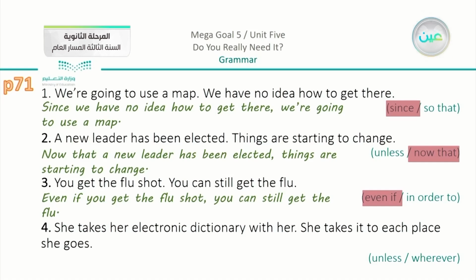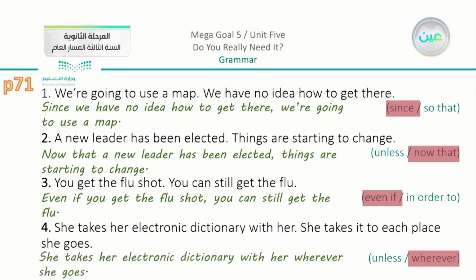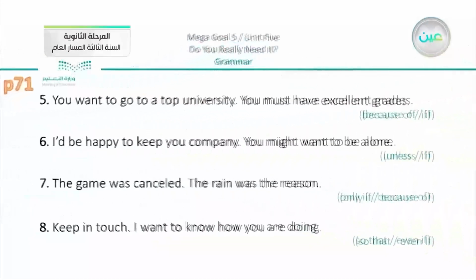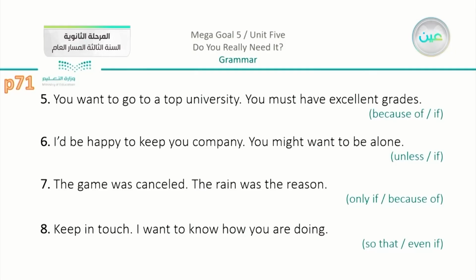Now number 4, she takes her electronic dictionary with her. She takes it to each place she goes. Now showing that there is something about a place mentioned, I'm going to choose the conjunction wherever. So joining our two sentences, she takes her electronic dictionary with her wherever she goes. Moving on, we have number 5 here.